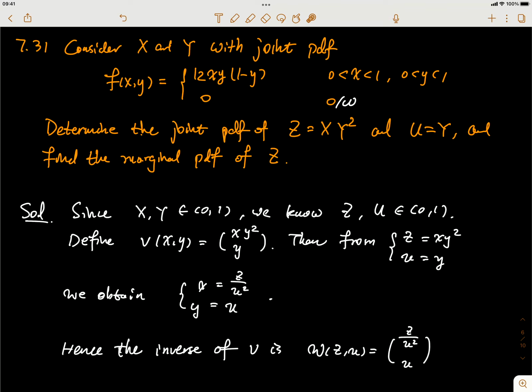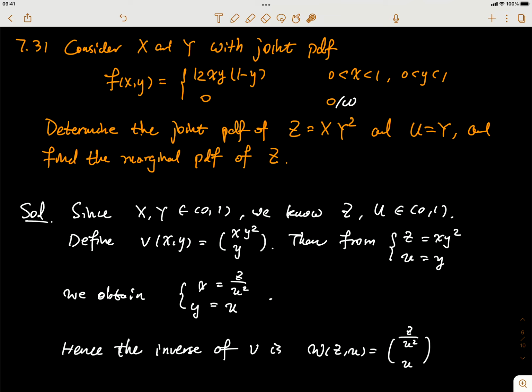Now we define a function v of X and Y. That is just simply recalling what we have here: this is XY squared, we just copy it here, and this is Y, just copy it here. So that means (Z, U) is equal to v of (X, Y). Z equals XY squared, and U equals Y.